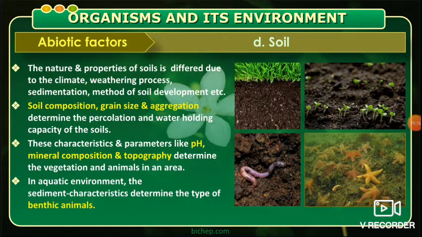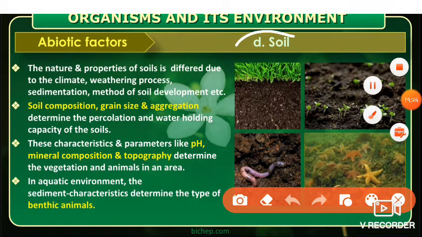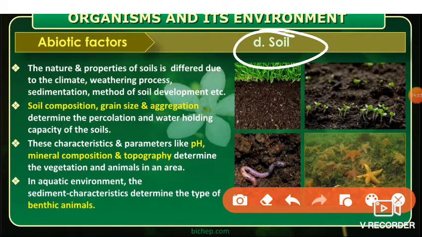Next here, soil. Okay, students, soil is also a very important abiotic factor that we have on land. Soil plays a very important role in the growth of plants, and along with that in the development of some microorganisms. It is food for so many microorganisms and invertebrates. Take the example of the earthworm. It is completely surviving in the soil.